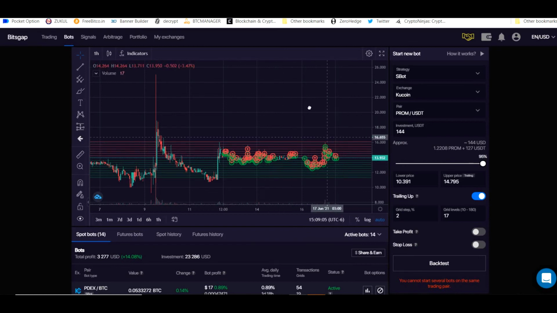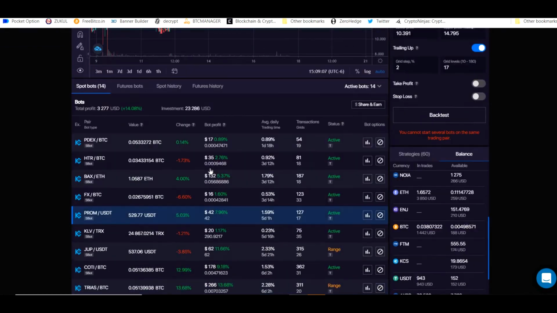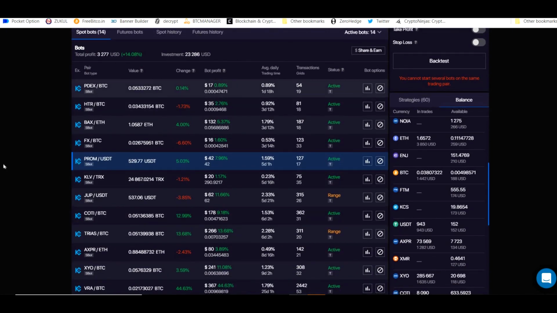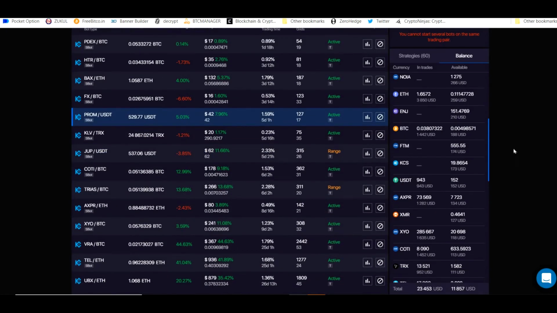But if it just stays in range like this, I'll probably drop it before too long unless it increases from the 1.59%. But doing pretty good on each of those. Let's close this bot.